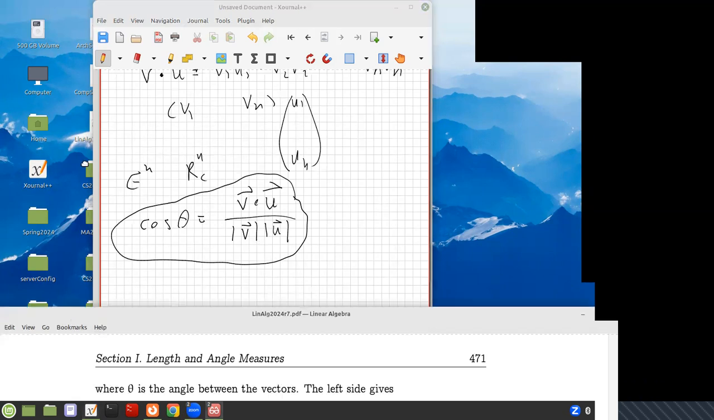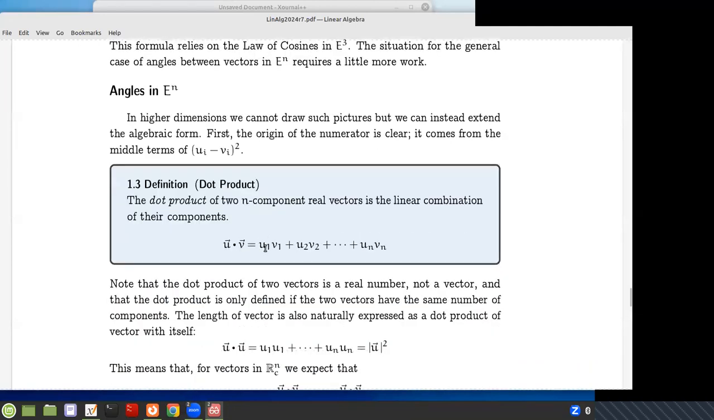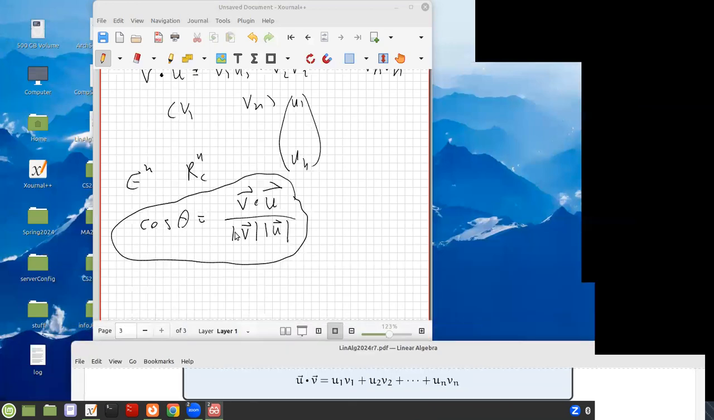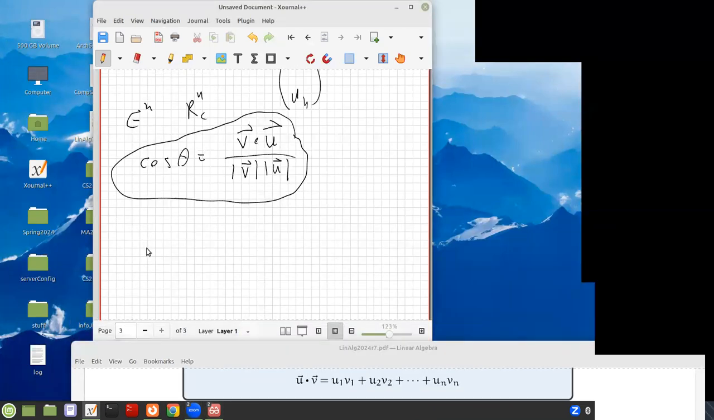But what you can do is write everything in terms of the dot product, because the length of V squared equals V dot V. So the length of any vector equals the square root of V dot V, which means that given the components of a vector in R to the n, you can just algebraically compute V dot U and the lengths without having to do any geometry at all.